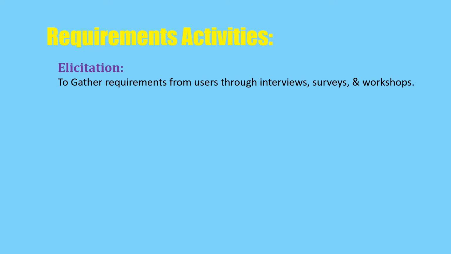Requirement activities. Requirement analysis unfolds through a series of structured activities. Elicitation: gathering requirements from stakeholders through techniques like interviews, surveys, and workshops. This phase involves actively engaging with stakeholders to identify their needs, preferences, and expectations regarding the system.